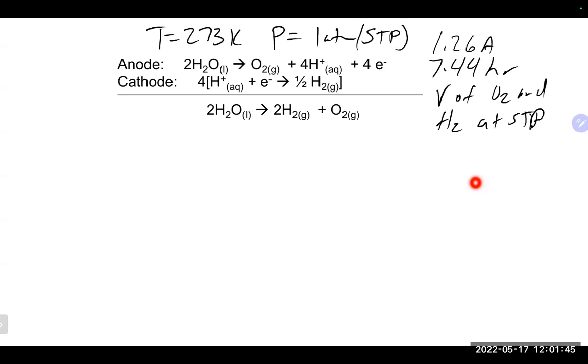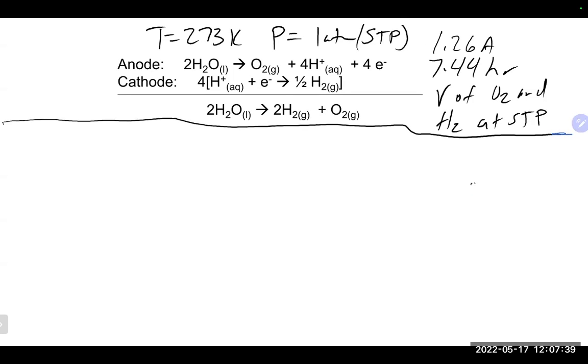All right. Take a look, see how we're doing. So once again, you can kind of start it the same way. This is 1.26 coulombs per second. That means we probably want to also convert our hours into seconds. So 7.44 hours, 1 hour, 3,600 seconds, 7.44 times 3,600 gets us 26,784, looks like.